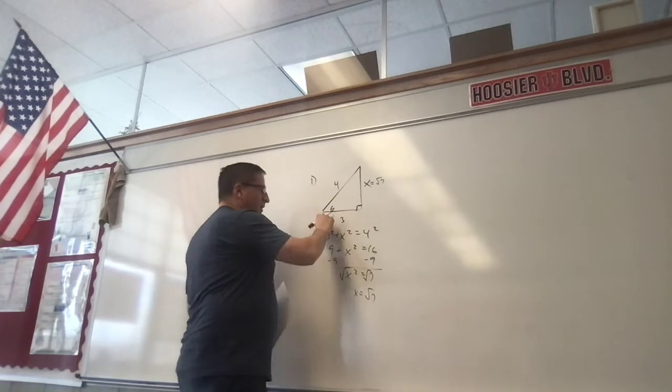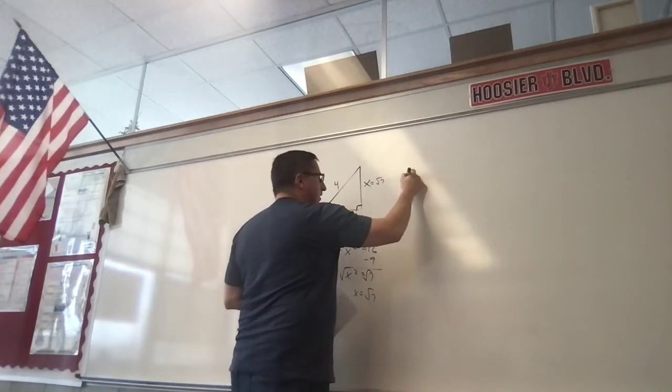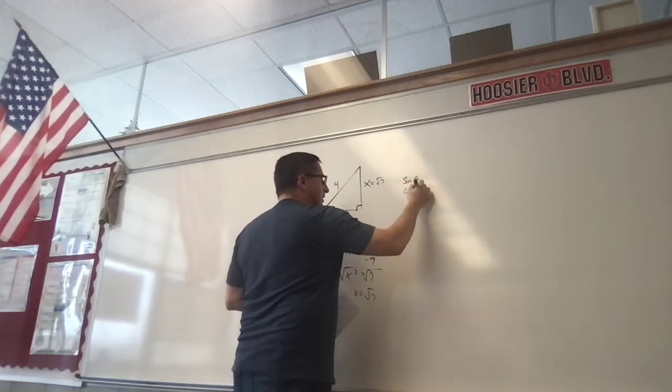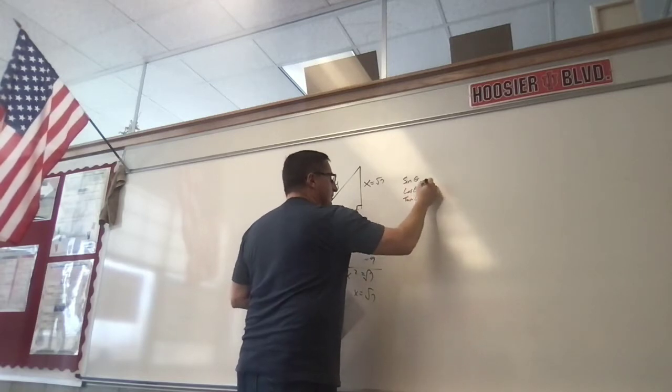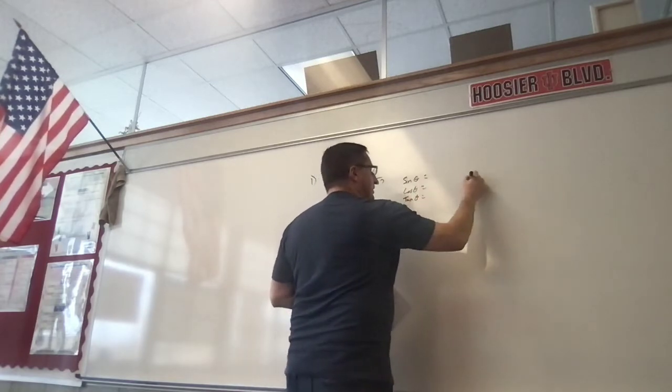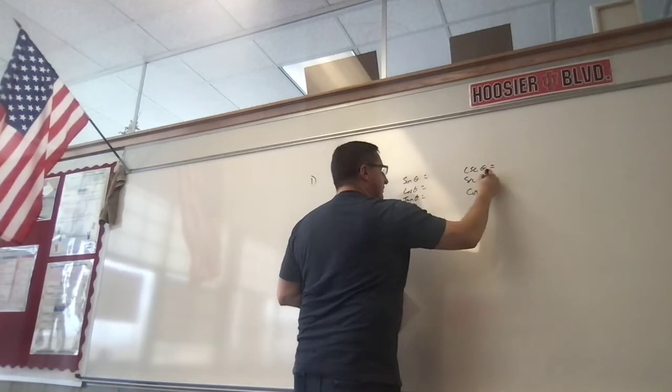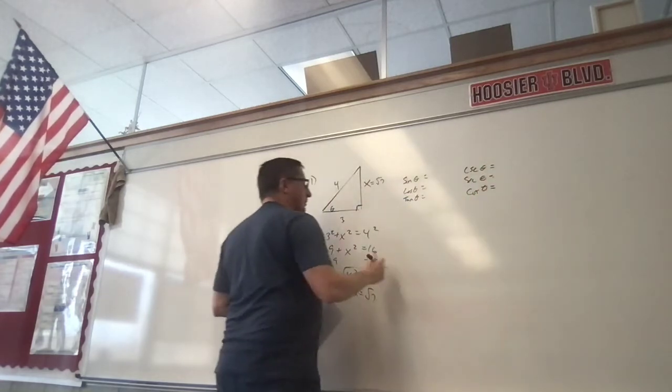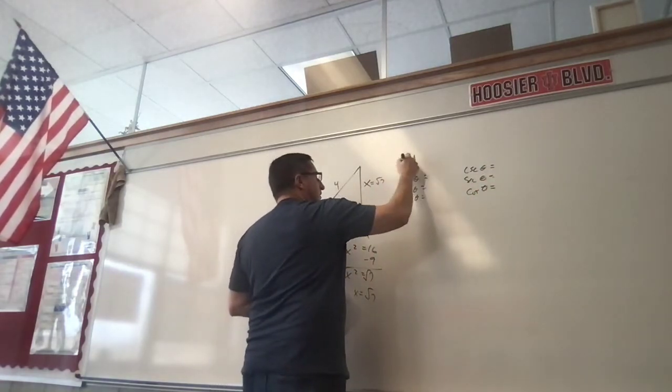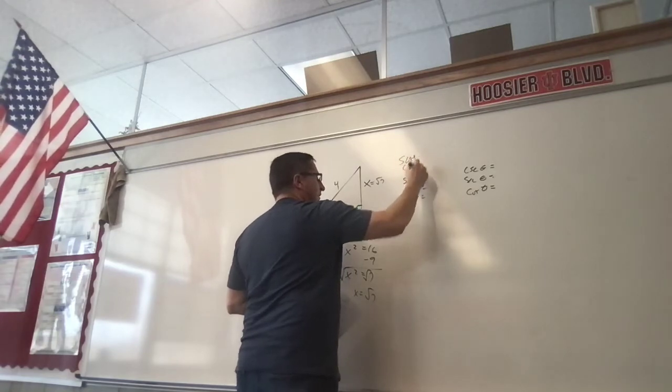So I want this angle right here. I want all six trig functions: sine of theta, cosine theta, tangent theta, cotangent, secant, and cosecant of theta. Okay, remember SOHCAHTOA, S-O-H, C-A-H, T-O-A, you have to have that memorized.